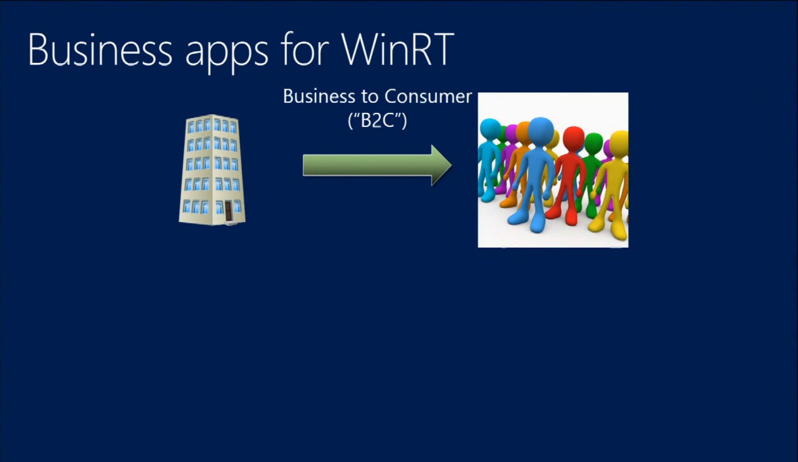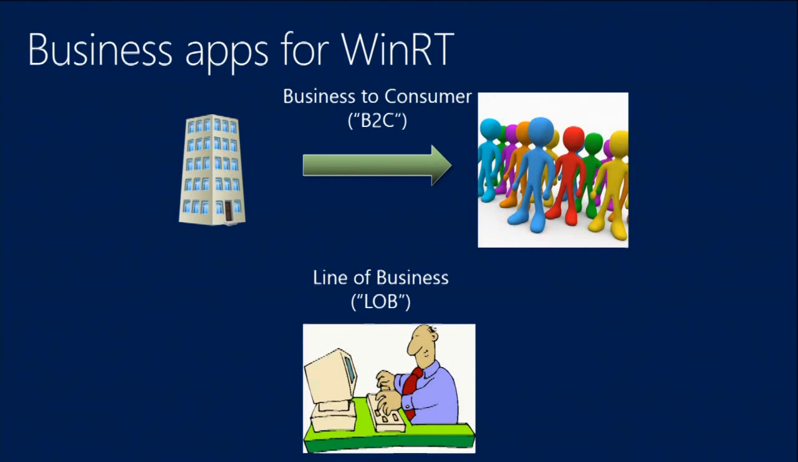You've got product sales type of applications. Electronic stores and such can have their own app out there to help sell their products. So that's more the business to consumer, where the big distinction here between that and true line of business is who are the users and what machines are they using the app on.